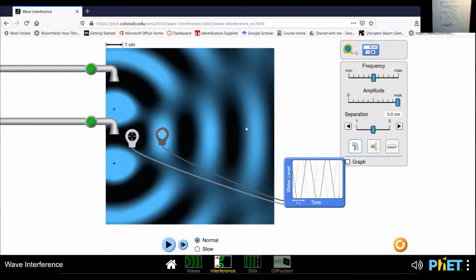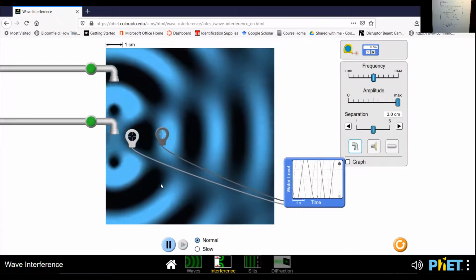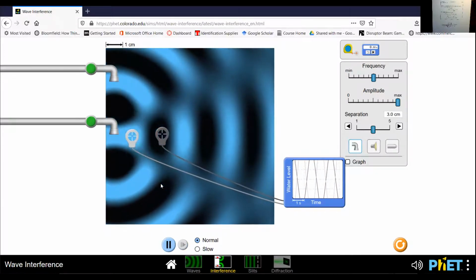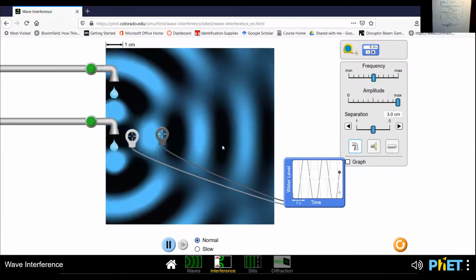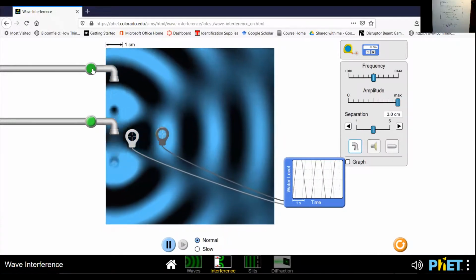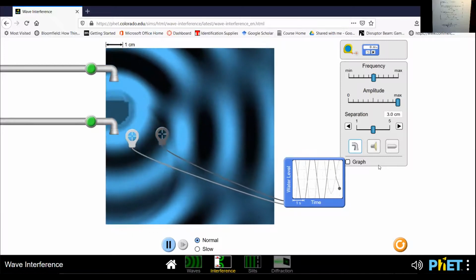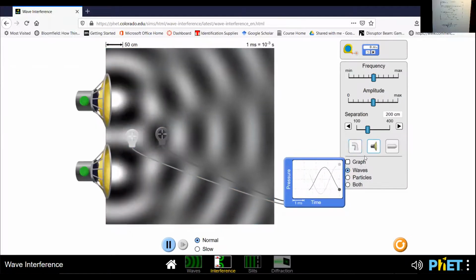Okay. Now let it just run for a while. You see this pattern that goes back and forth and back and forth. Okay. Now let's switch for a moment from water droplets to sound.